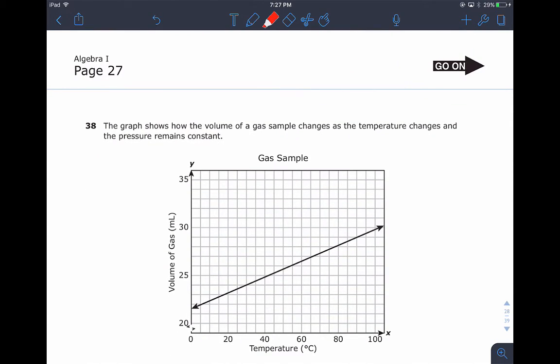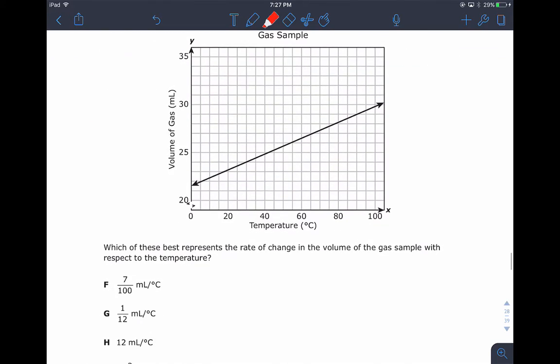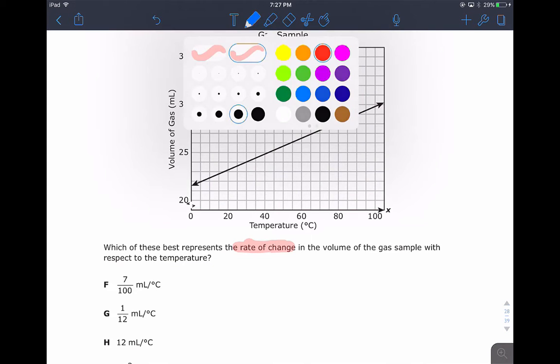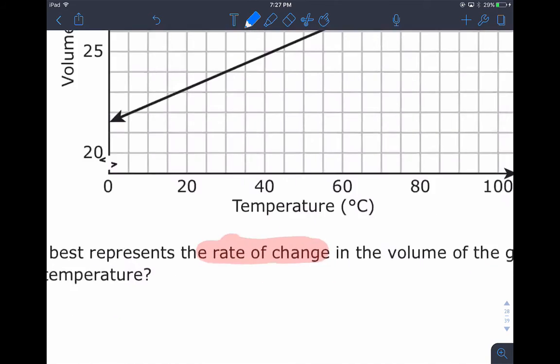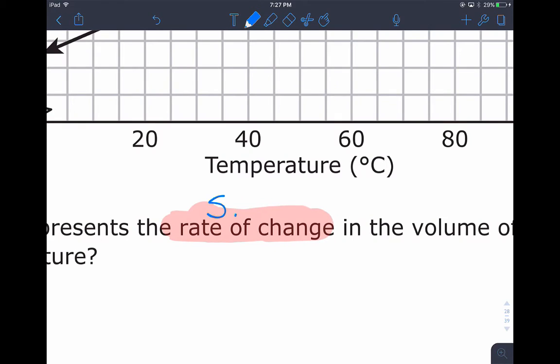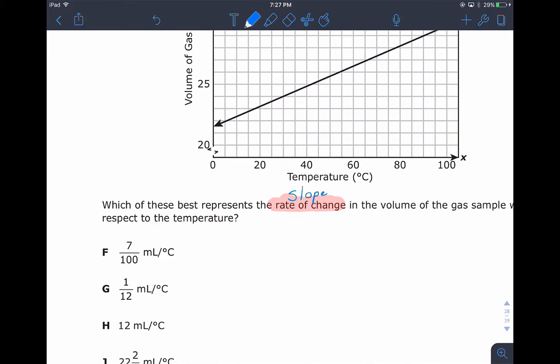What do we got here? The graph shows the volume of a gas sample. It changes as the temperature changes and the pressure remains constant. Which of these best represents the rate of change? They like throwing these rate of change problems at us. In middle school, they called it slope. In high school, they're going to use rate of change a lot more, but basically it's slope.